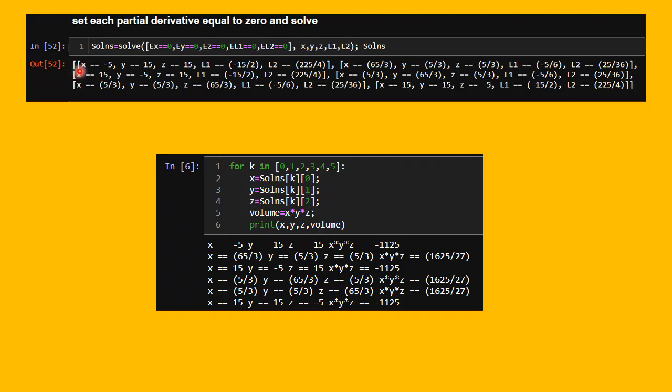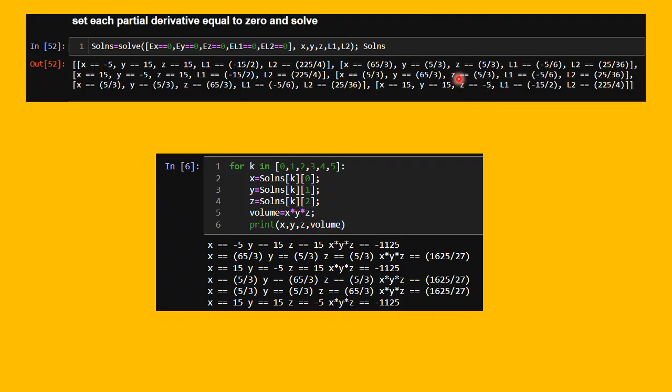So this is a list of lists. And in our list, the first list is x equals minus 5, y equals 15, z equals 15, L1 and L2 equal these numbers. And then the second solution is x equals 65 thirds, y is 5 thirds, z is 5 thirds, L1 and L2 have these values all the way through here. I guess there are 6 solutions total to the system of equations.